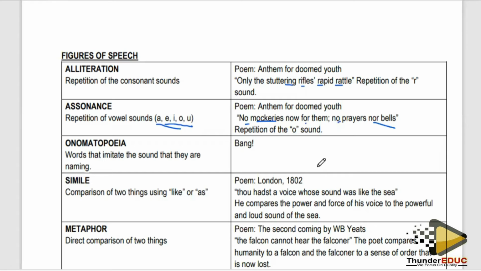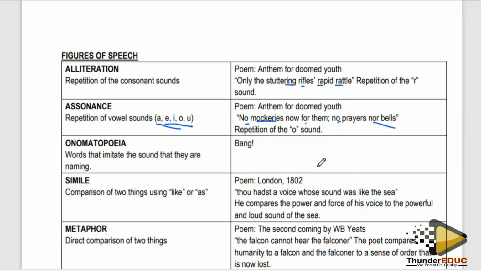Simile: comparison of two things using like or as. "Thou hast a voice whose sound was like the sea." He compares the power and voice of his voice to the powerful and loud sound of the sea. That's from the poem London 1802. Grade 10s are going to be doing it. Grade 11s, you've done it already, or you're going to do it, I'm not sure. That's some of the poems that are there in our syllabus.